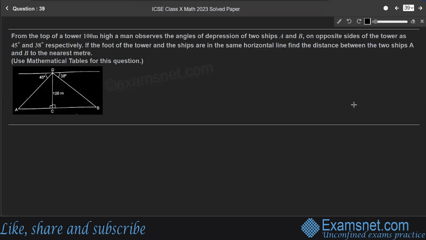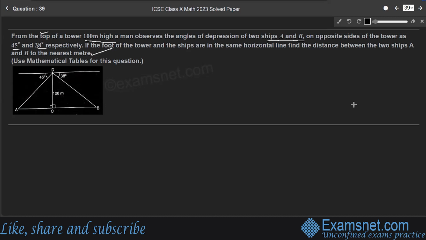Question 39. From the top of a tower 100 meters high, a man observes the angles of depression of two ships A and B on opposite sides of the tower as 45° and 38° respectively. If the foot of the tower and the ships are in the same horizontal line, find the distance between the two ships A and B to the nearest meter. So, use mathematical tables for this equation.